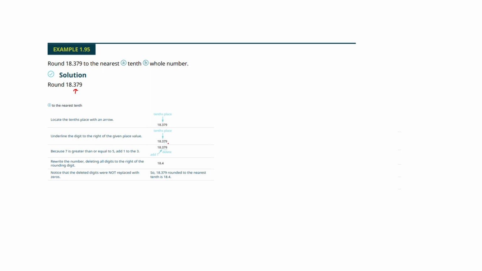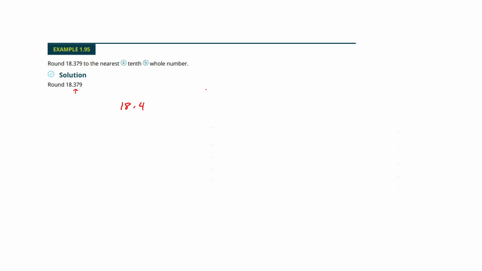Okay, they're just putting two of these together on the same one. We're looking at the tenths place. Let's let them do it. Well, it's easier if I do it. Looking at the tenths, I'm looking behind us. We've got a 7, so we're going up to 18.4 and going to drop everything after it.